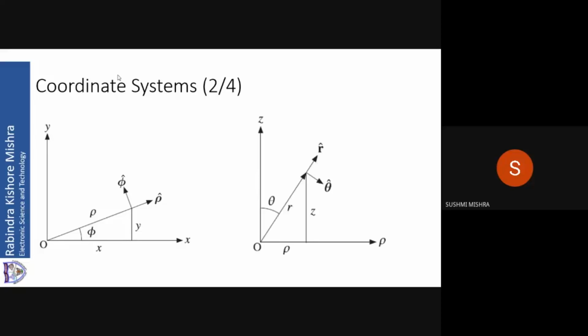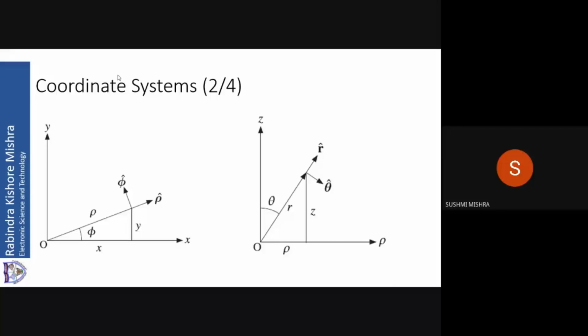Similarly, look at another plane. This is the Z rho plane. First we saw the XY plane. Now let us see the Z rho plane. If we are looking at the Z rho plane, then what do we have? Along rho we have rho cap. Along Z we have Z cap. So these two will be there. We have any point there. From the point, drop a perpendicular onto rho. That will give the Z value of the coordinate.